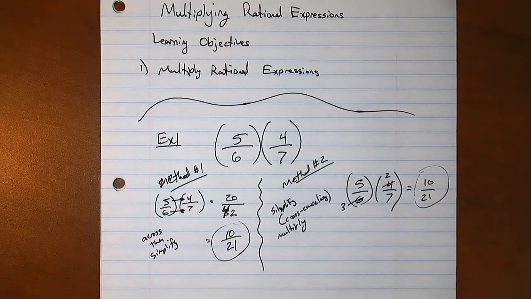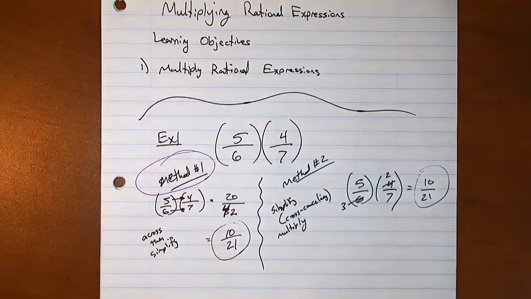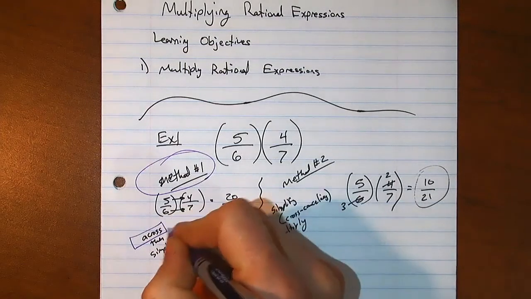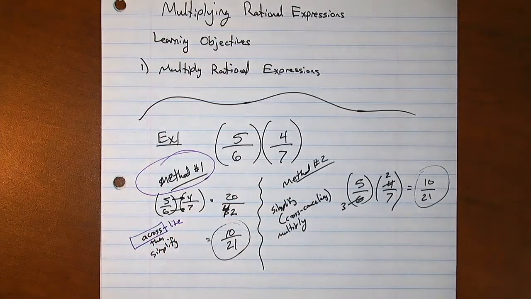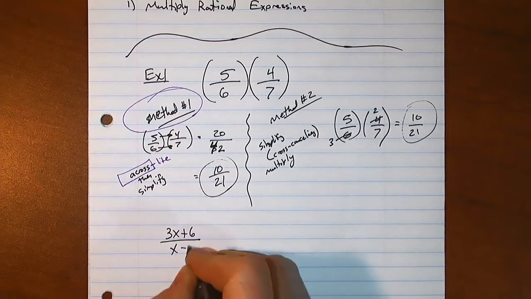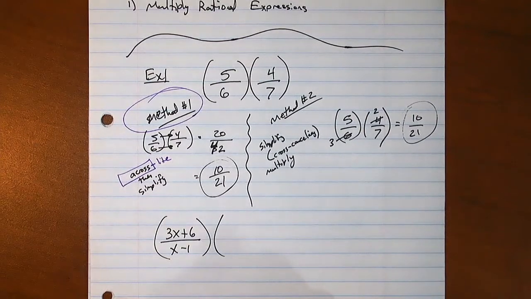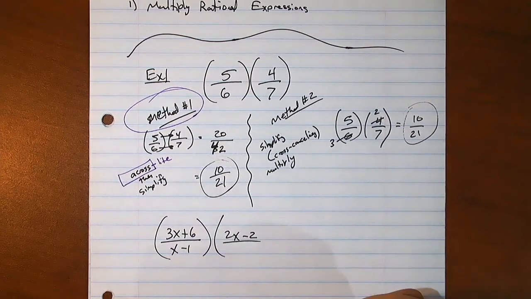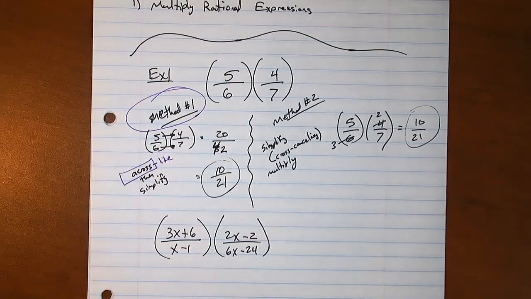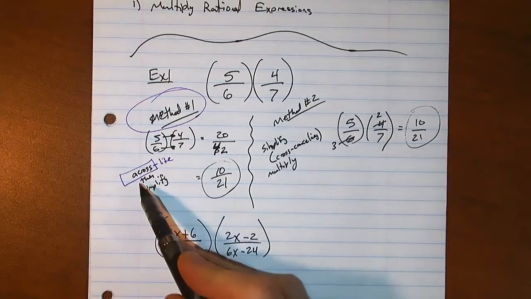And so what I'm going to recommend is a kind of modification of method number one. We're basically going to do method number one, but in the across step, we're going to do like across light, okay? What I mean by that is we're not going to fully multiply it. So let's actually do an example so you can see exactly what I mean. All right, so let's take 3x plus 6 over x minus 1. And let's multiply that by 2x minus 2 over 6x minus 24. Okay, so the first thing that I'm going to do is multiply across, okay?